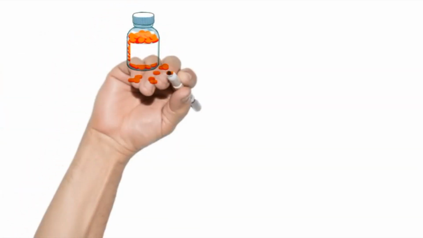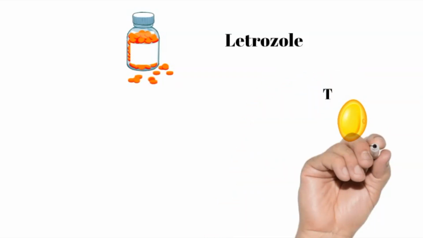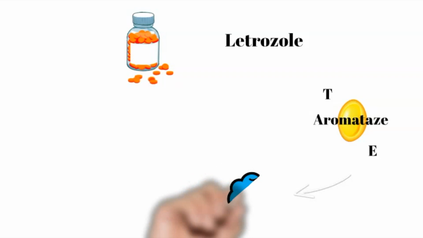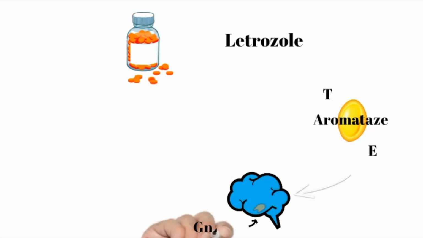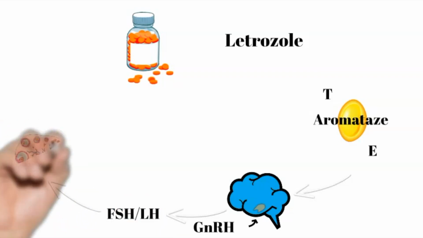Letrozole blocks the conversion of testosterone to estrogen by blocking the enzyme that achieves that, which is called aromatase. Therefore, the level of estrogen will decrease, leading to increased production of gonadotropin-releasing hormones by the hypothalamus, and the FSH and LH by the pituitary, which induces ovulation.